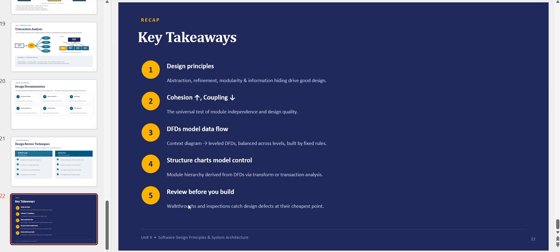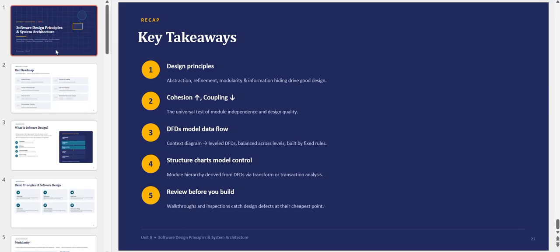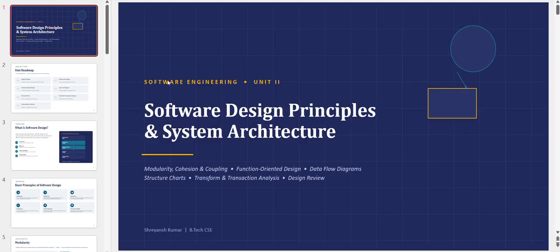So in this, we have seen all the unit number 2 topics line by line, and in the next part we will see the most important MCQs for your exam.